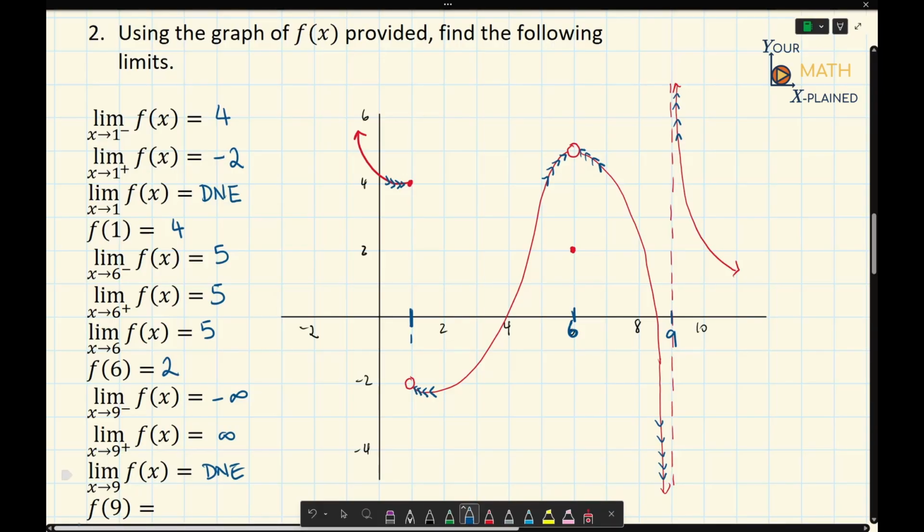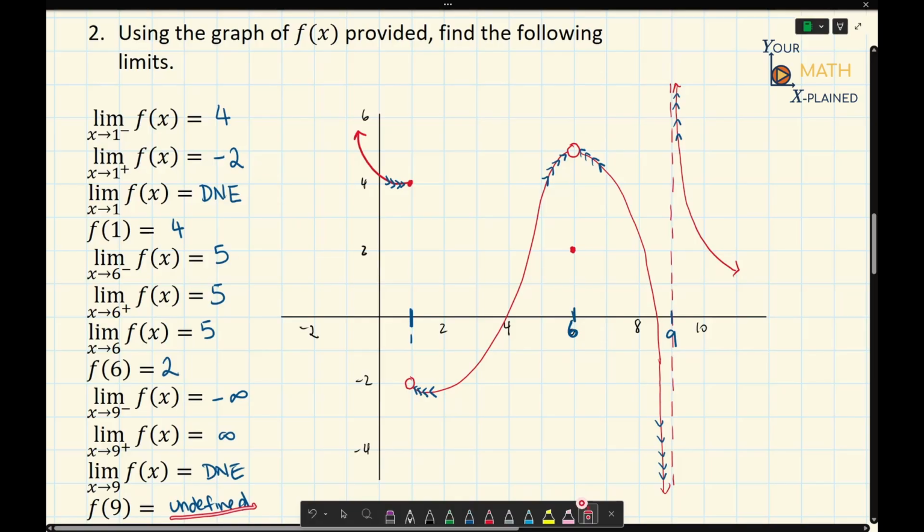And now finally, the last part is we're asked to evaluate the function at 9. But we can see that we have a vertical asymptote at 9, so therefore this would be undefined. And this is because 9 is not within the domain. So notice that we use does not exist for limits, and we use undefined for actually evaluating the function at a particular point.